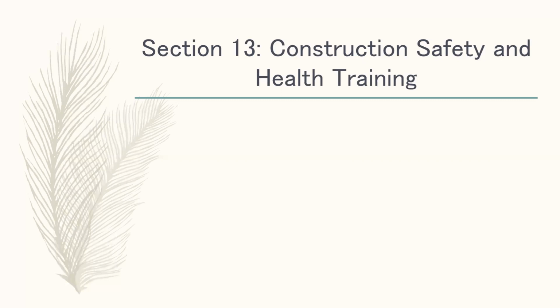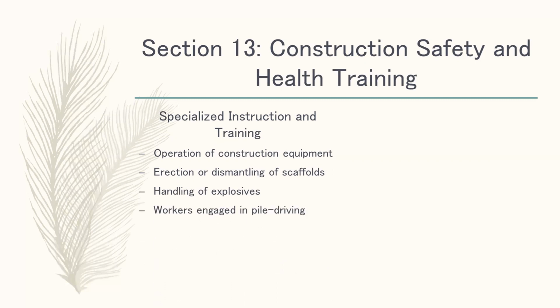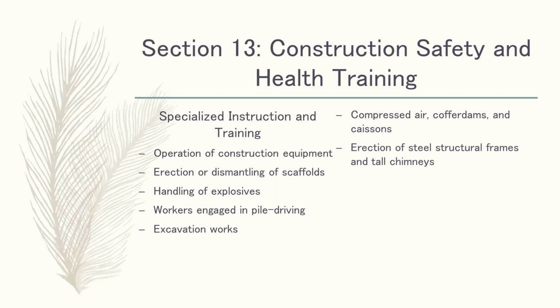For Section 13, Construction Safety and Health Training, first we have to consider the specialized instruction and training for all the employees: operation of construction equipment with respect to erection and dismantling of scaffoldings, handling of explosives, training for workers engaged in pile driving, excavation works, compressed air, cofferdams and caissons, health and safety training with respect to the erection of steel structural frames and tall chimneys, handling hazardous substances and materials, rigging and signaling.